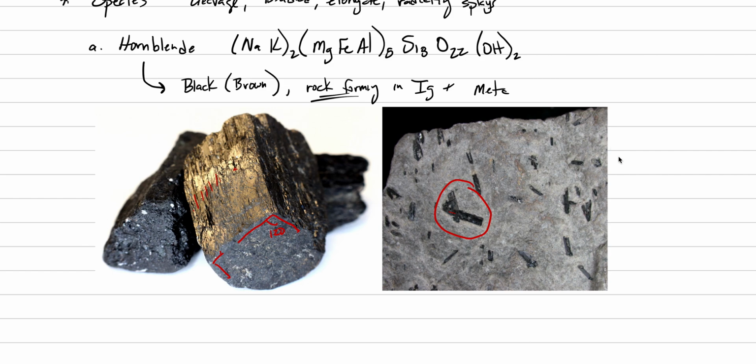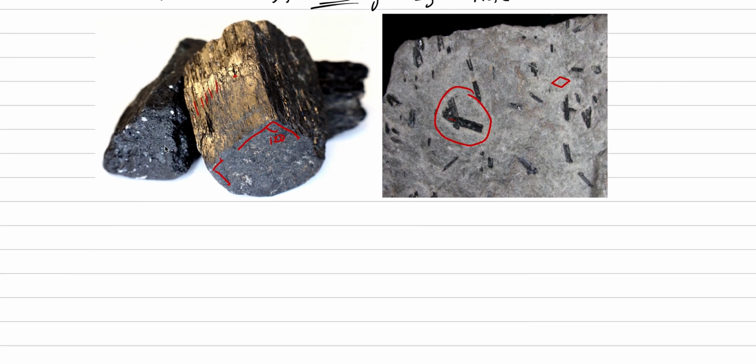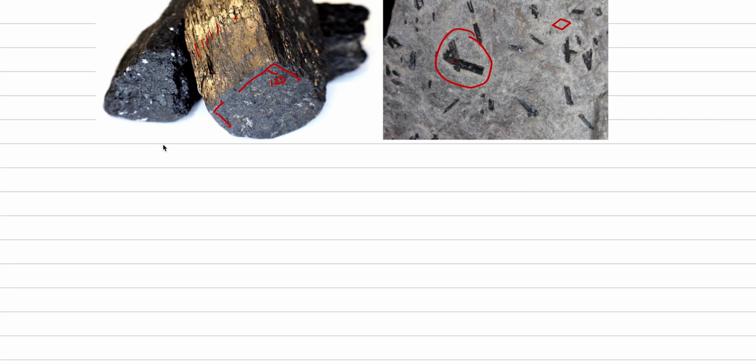And if we were to look at their edges, we would end up seeing this 60/120 as well. Moving on, let's go to our next mineral. The chemical formulas actually get simpler with each new variety that we're going to talk about. Next up is actinolite.